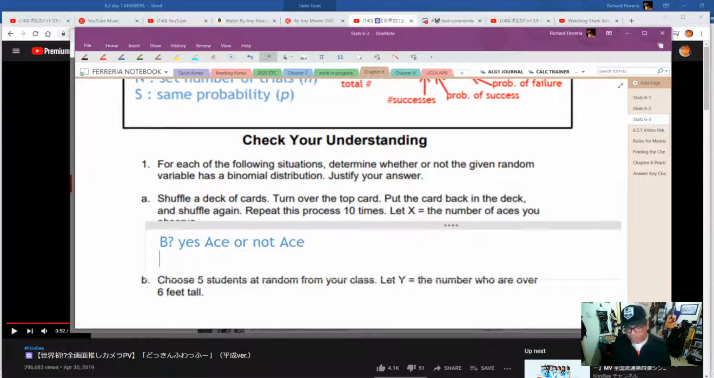Is this independent? Okay, well, if the probability of getting an ace doesn't affect the probability of the next card being an ace, then yes, probabilities do not change. Probabilities do not affect, I should say, current probabilities do not affect future probabilities.